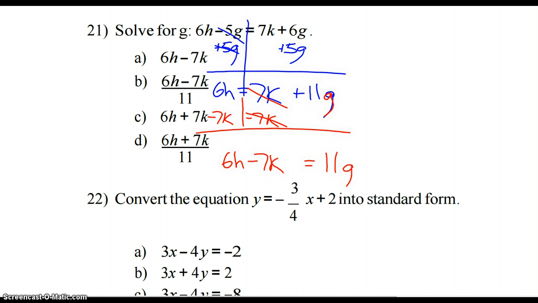And now we're just left with one step. g is being multiplied by 11, so I'll have to divide both sides by 11 in order to solve for g. And now we're left with g equals 6h minus 7k over 11. So we'll be looking at B for our final answer there.